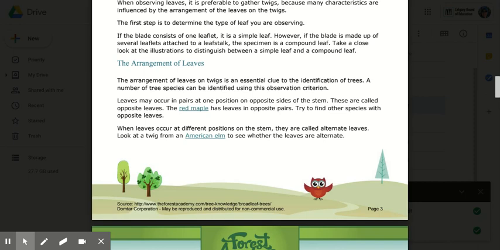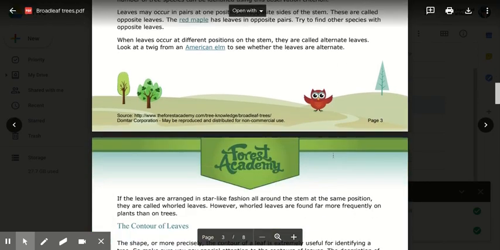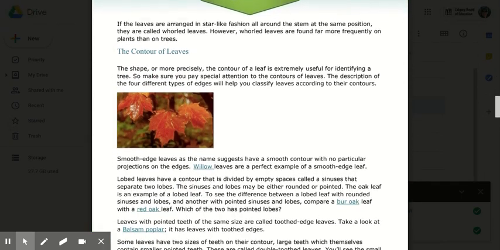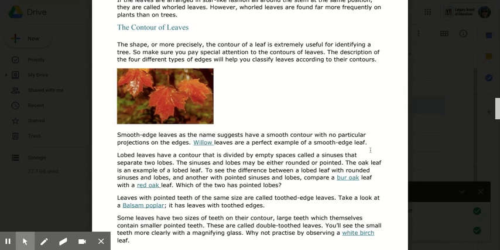And then the red maple has leaves in opposite pairs. That's an example. When leaves occur at different positions on the stem, they are called alternate leaves or alternating leaves. So look at a twig from an American elm to see how the leaves are alternating. Okay, so then there's the contour of the leaves. We also call this the margin of the leaves, so the outer edge of the leaf.